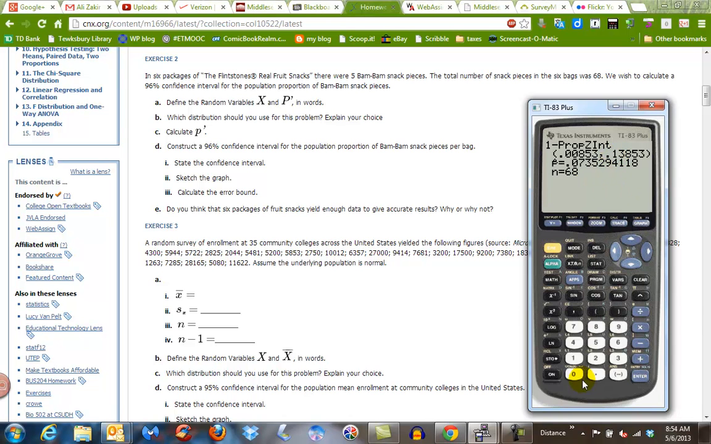So I'm going to do 0.13853 minus 0.07352, which I'm going to round up to 0.0735. Enter. My error bound was about 0.065. So that's how we calculate our error bounds, the same way we do for the means, with either the t interval or the z interval. Hope this is helpful. See you next time.